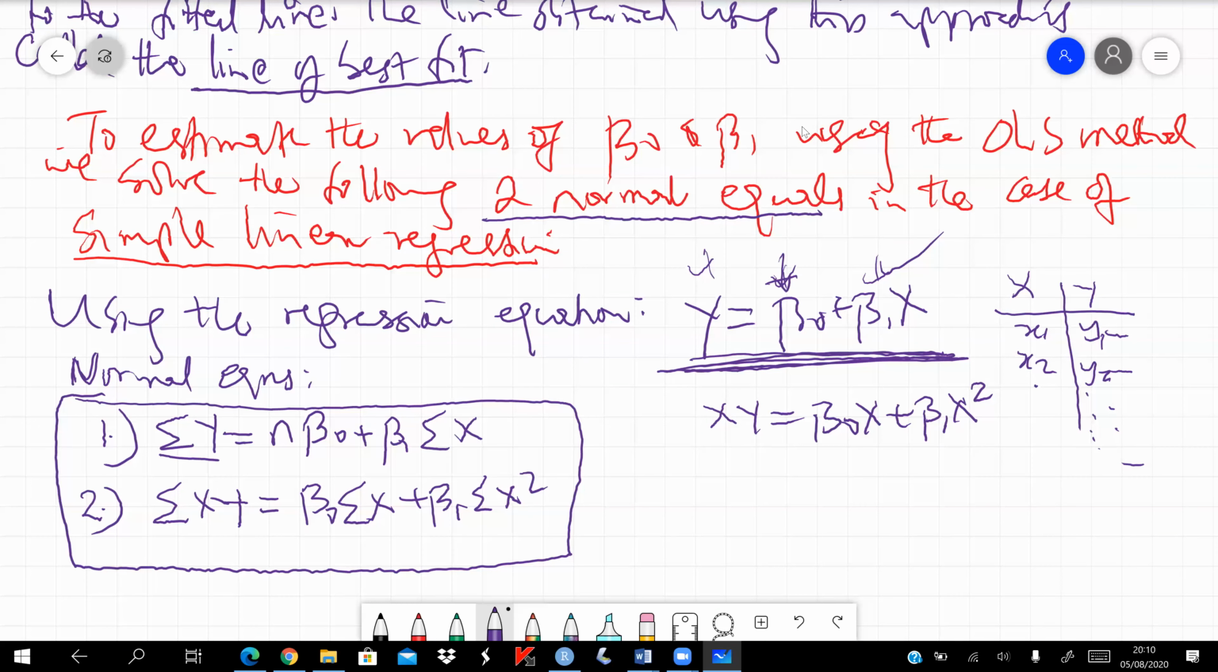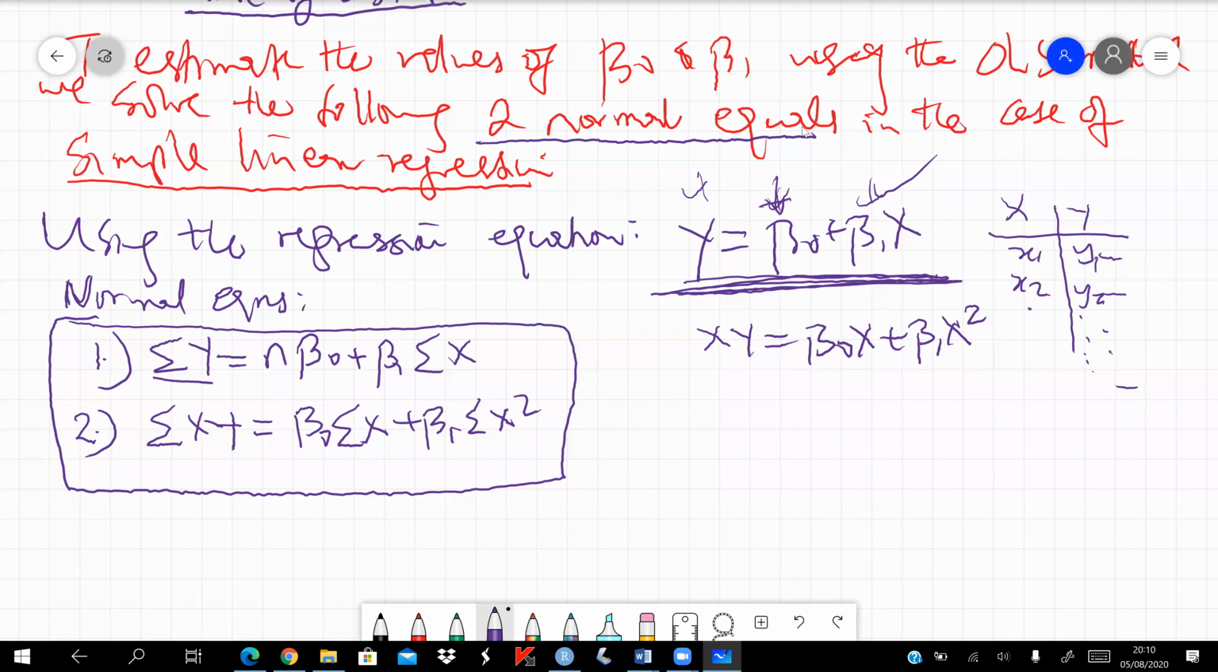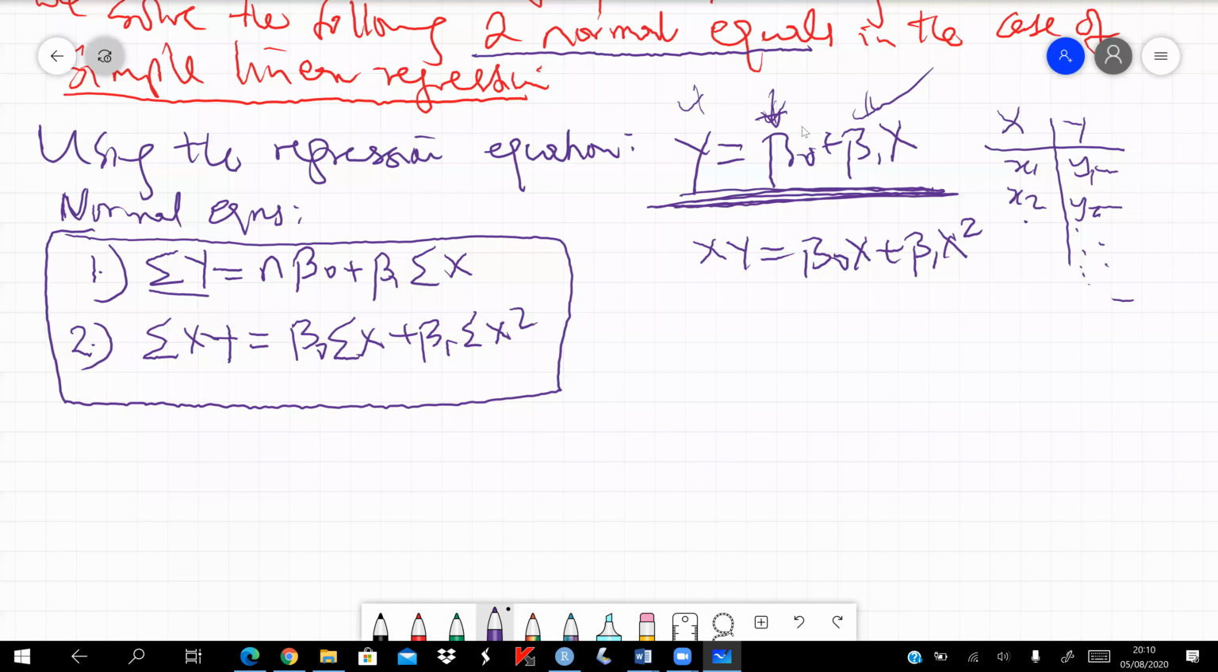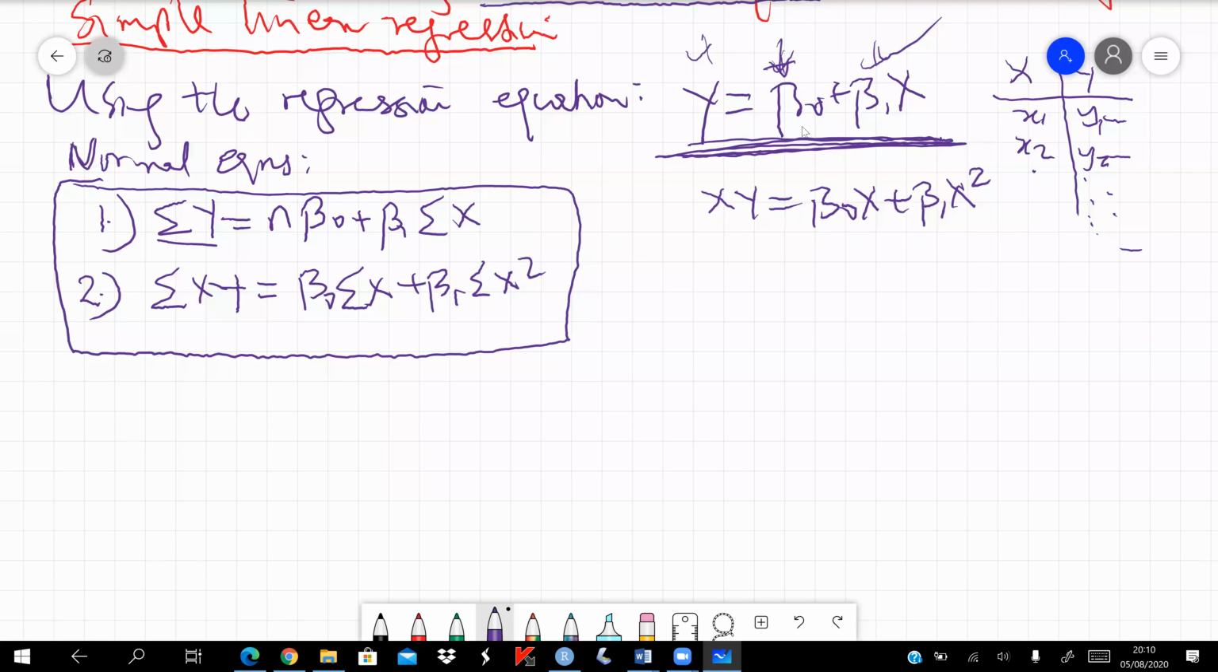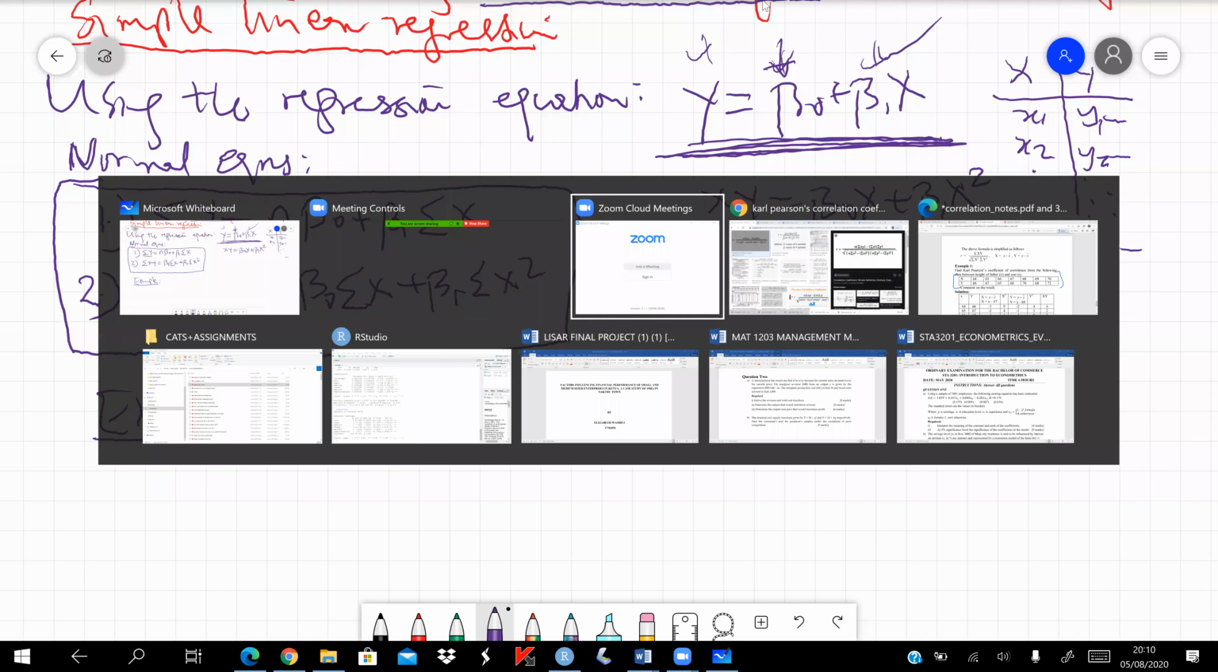If you have three variables, you use the same analogy, and you're going to see that in the next example. So let's have an example, a simple linear regression case. Let's get the data from the notes.